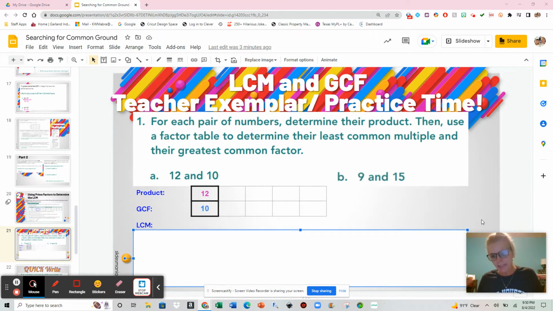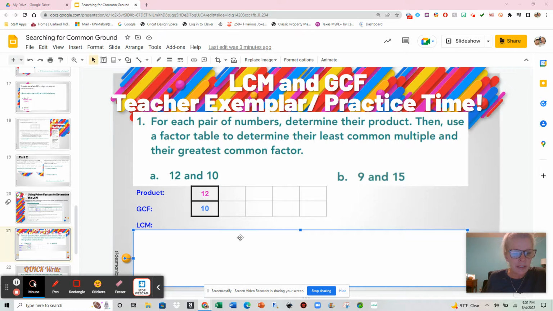So, what we're doing is we're taking everything that we've learned so far in the last few days and we're going to put it all together so we can figure out the least common multiple, the greatest common factor, the product, which is multiplying two numbers together. And we've got to do it all by finding the prime factorization.